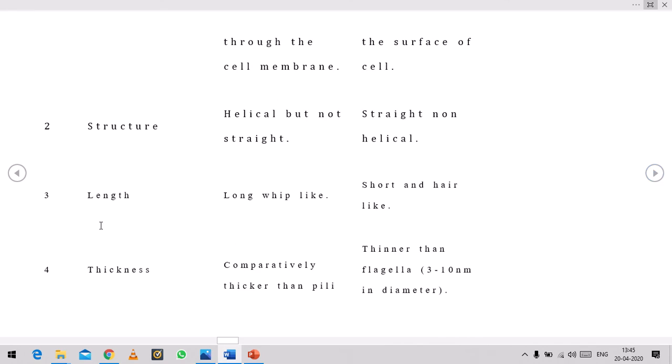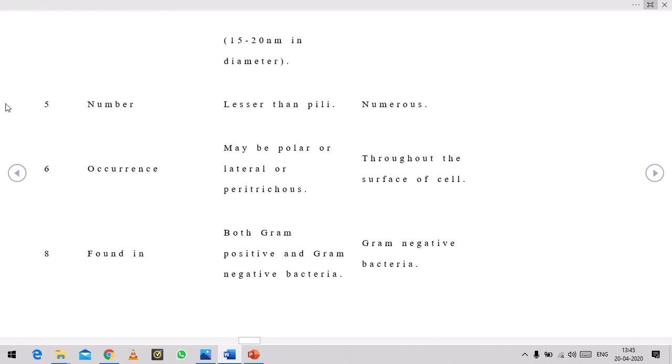Then, in length, flagella are long and whip-like, and pili are short and hair-like. In thickness, flagella are comparatively thicker, while pili are thinner, 3 to 10 nanometers in diameter. In number, flagella are fewer than pili, which are numerous. Occurrence may be polar, lateral or peritrichous throughout the surface of the cell. Flagella are found in both gram-positive and gram-negative bacteria, but pili are found only in gram-negative bacteria.